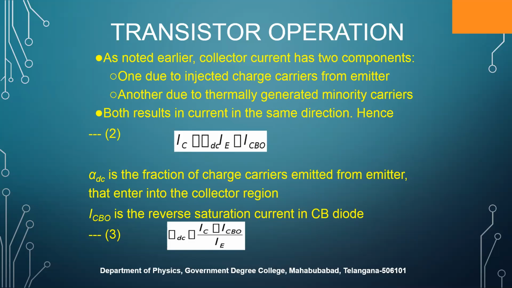So here alpha DC is the fraction of charge carriers emitted from the emitter that enters into the collector region. ICBO is the reverse saturation current in the CB diode, that is collector base diode. So from this equation, IC is equal to alpha DC into IE plus ICBO, we can write alpha DC like this. Alpha DC is equal to IC minus ICBO divided by IE.